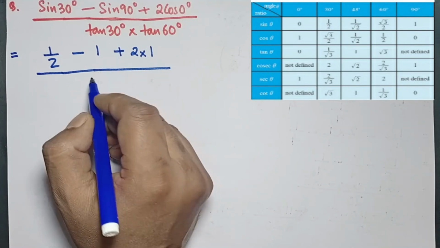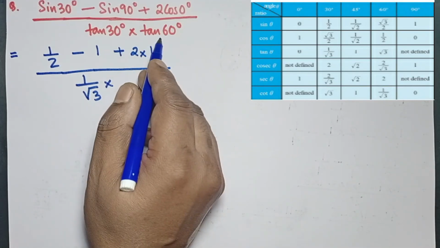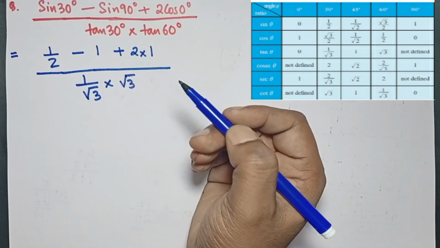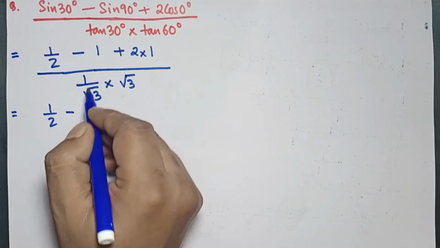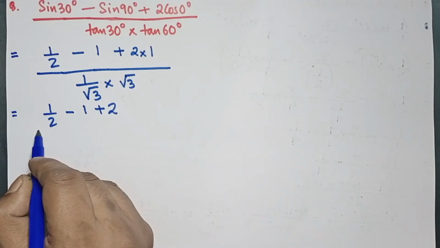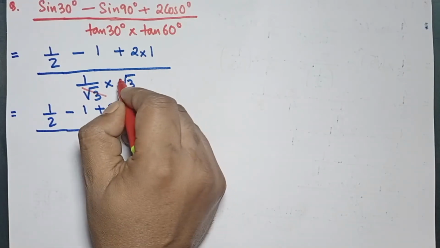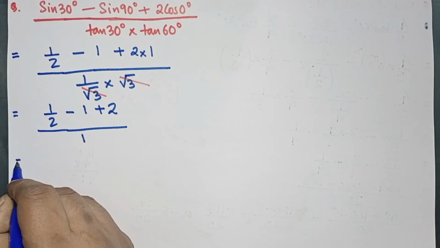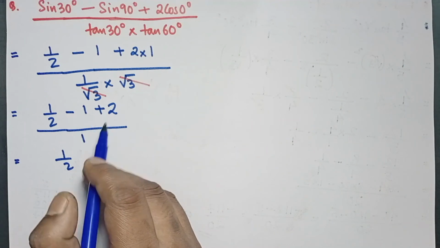what you have is tan 30. What is the value of tan 30? 1 by root 3, into, next we have tan 60. What is the value of tan 60? Tan 60 value is root 3. Okay, now you can see here what you have, 1 by 2, don't jump, okay, minus 1 plus 2 ones are 2. Now what you can do here is that root 3 on this side and root 3 get cancelled. So what I'll get is 1. Now what you have is half. Now you can see minus plus is your minus, 2 minus 1 is your 1.